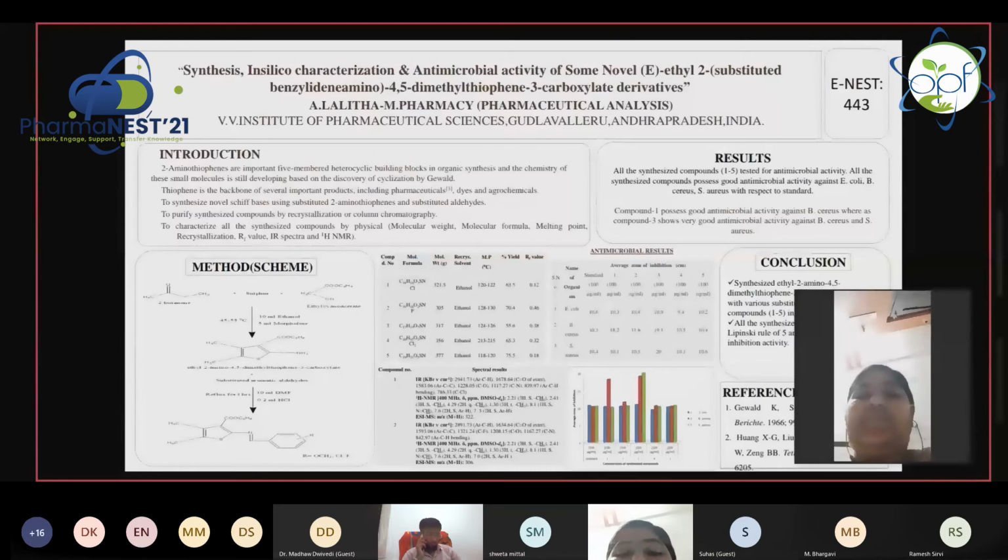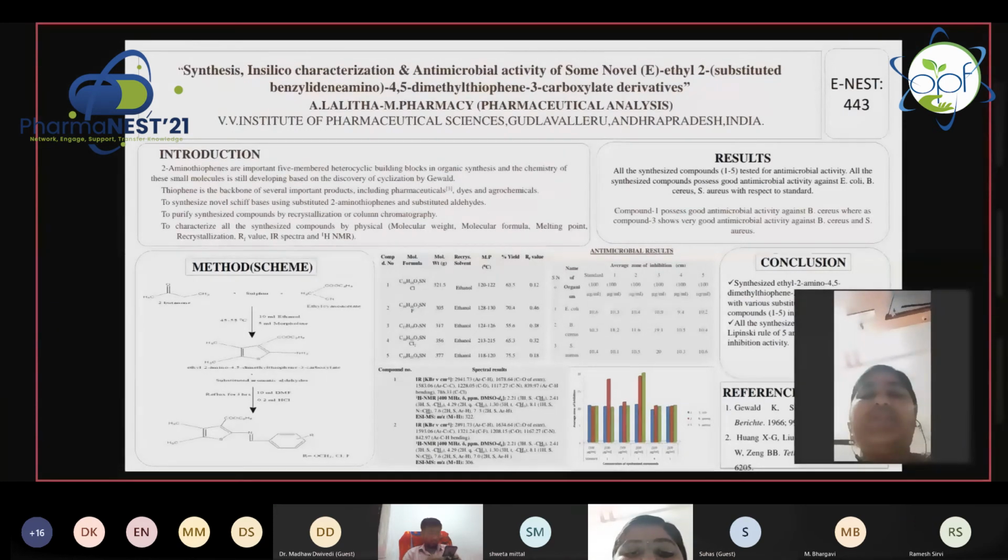These are nothing but 5-membered heterocyclic ring systems. These are generally synthesized by the Gewald cyclization, and these are an access and backbone for several pharmaceutical industries, dye making and agrochemicals. The purification of these compounds is generally done by using recrystallization and column chromatography, and we also perform the characterization like physical properties and spectroscopic studies.